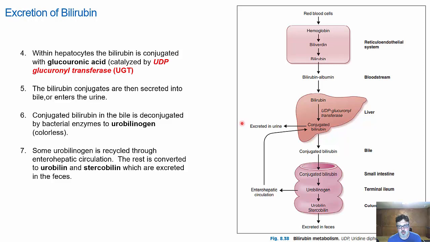Some of this conjugated bilirubin will make its way through the intestines, where it can be converted into urobilinogen. From here, the intestinal bacteria will convert it into urobilin or stercobilin. These pigments are what give the feces their brownish color. So stercobilin and urobilin give the pigment in the feces, whereas urobilin, also known as urochrome, gives the pigment in the urine.